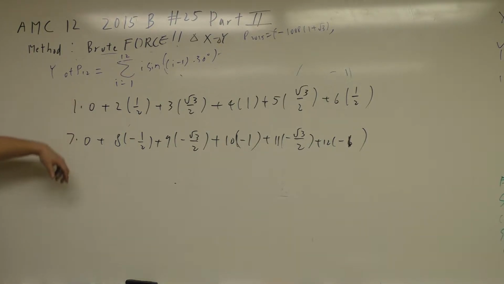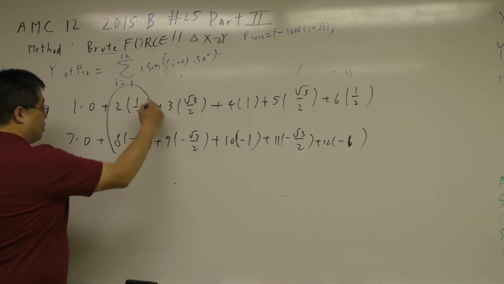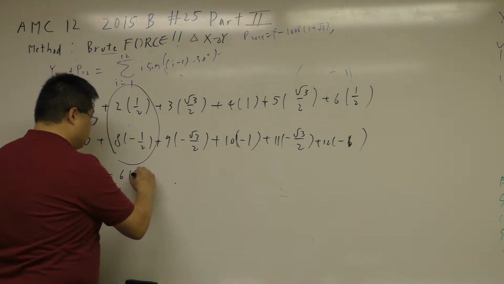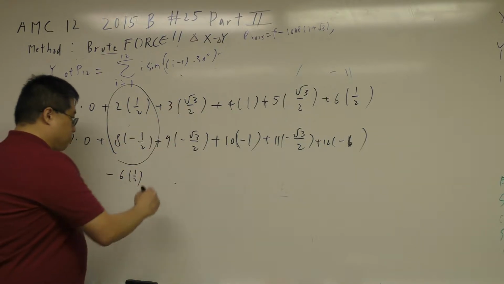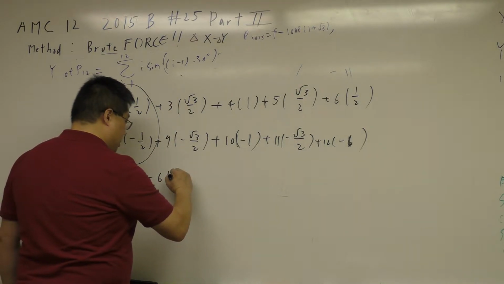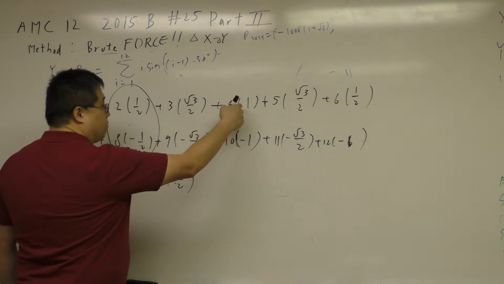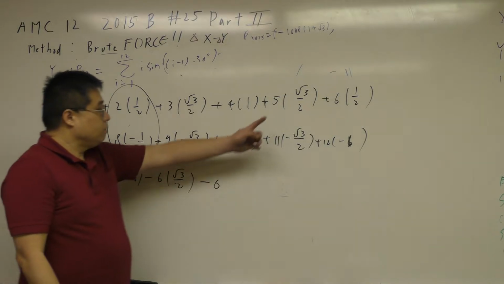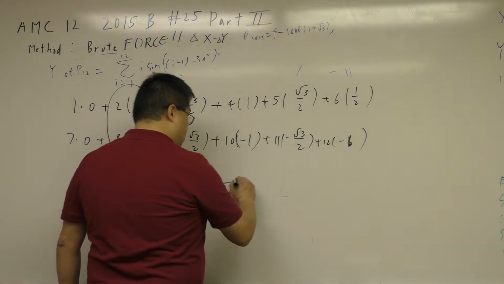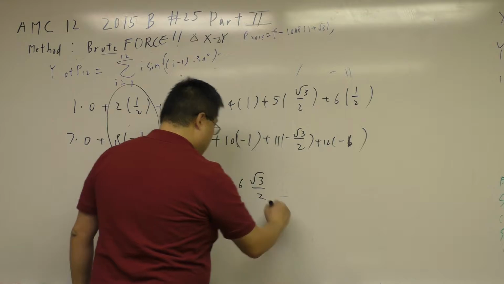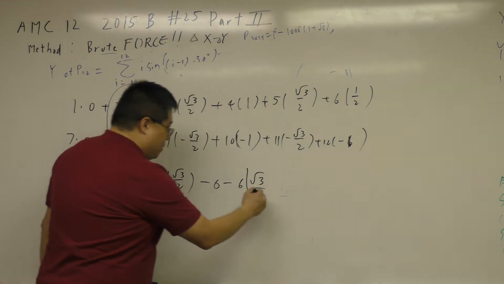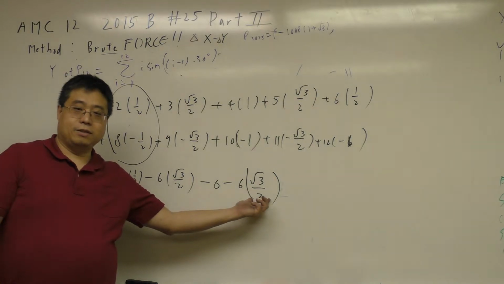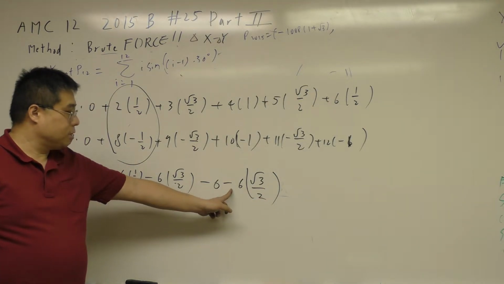Again, compare. Zeros, we don't need to think about. This one, plus 2 minus 6 give us minus 6 times 1/2. 3 minus 9 gives minus 6 times square root 3 over 2. 4 minus 10 gives us minus 6. 5 minus 11, minus 6. Yeah, I was so hoping for a cancellation, but we didn't get it. They add up instead of cancel.